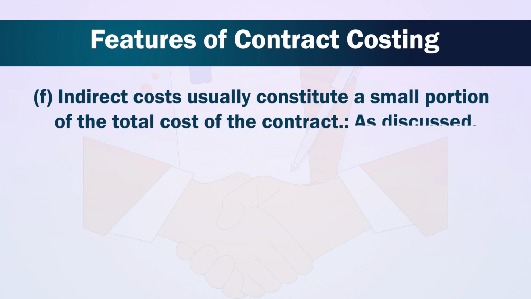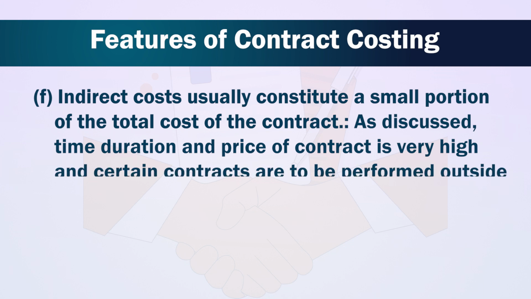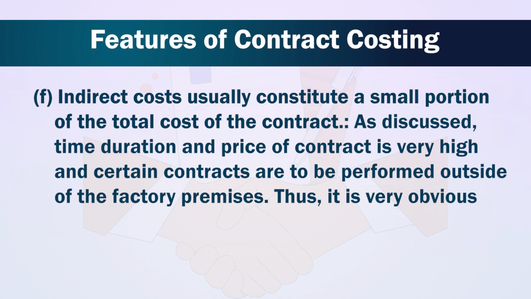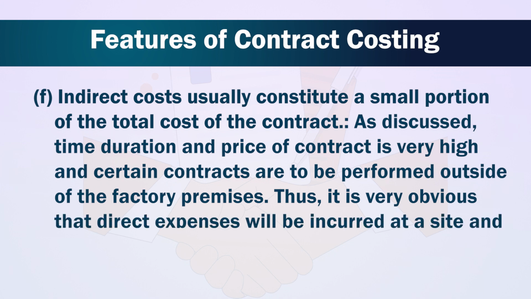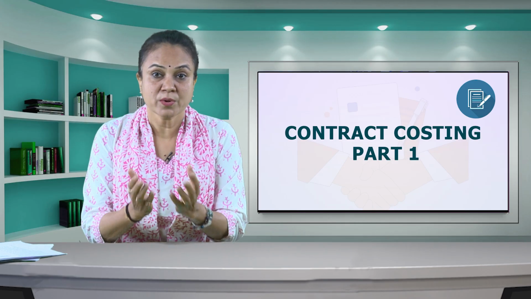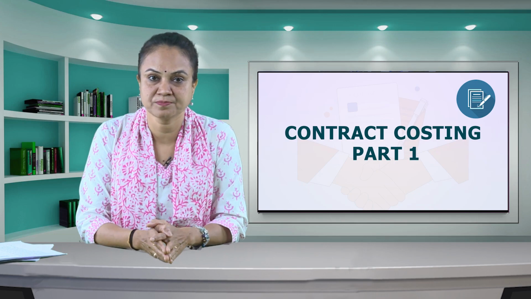As discussed, time duration and price of a contract is very high and certain contracts are to be performed outside of the factory premises. Thus, it is very obvious that direct expenses will be incurred at a site and only the applicable proportioned overhead will be charged to the contract. Thus, the proportion of indirect cost is small of total cost.